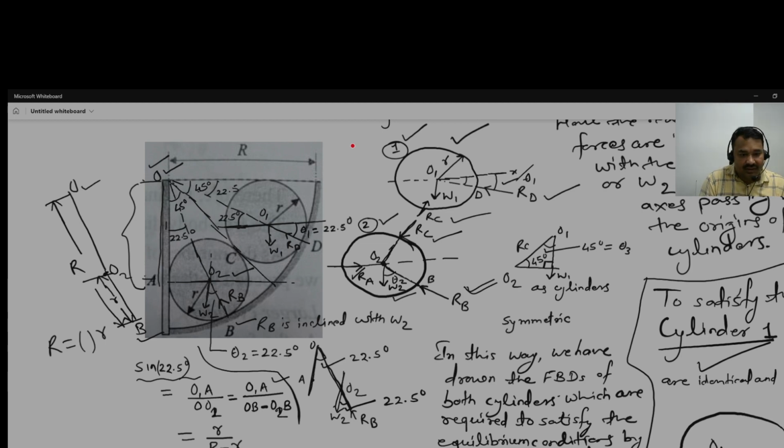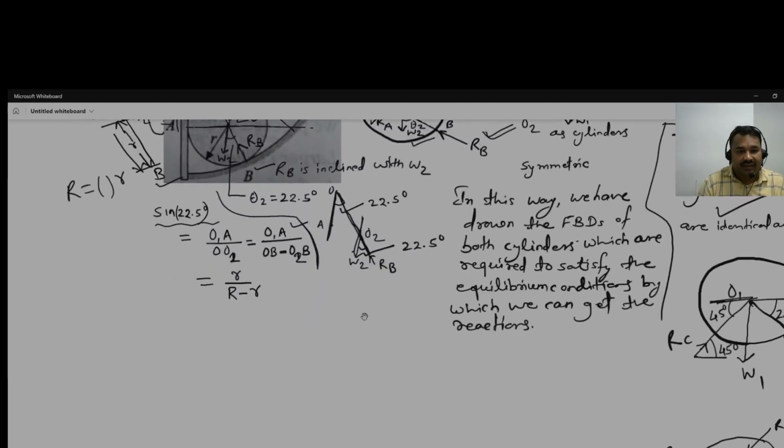Finally, this can be expressed as sine 22.5 degree equals r divided by (capital R minus small r). So capital R is equal to 3.613 small r.